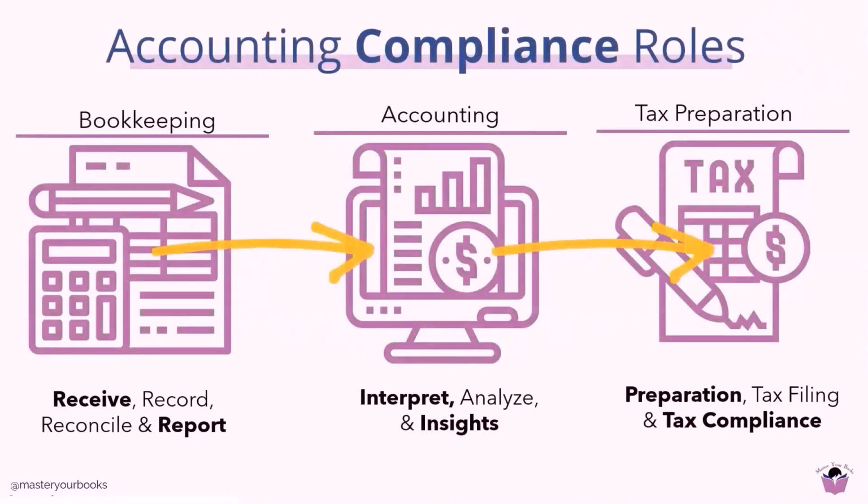So let's revisit the accounting compliance roles once more. We know that the bookkeeping role helps the business owner receive, record, reconcile, and report their data into dollars. From there, they can move into the accounting role, which is the interpretation and analysis of the data into dollars to provide financial insights. And lastly, this is all in support and in service of being able to prepare, file, and stay tax compliant year round.